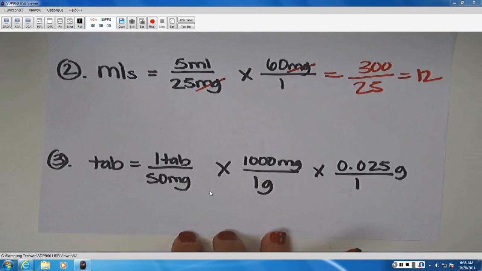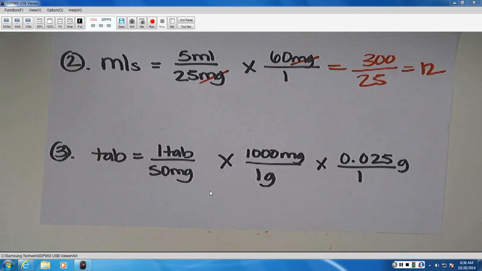The next one, number 3. With this one, it says a patient who has undergone a lumbar laminectomy receives Demerol 0.025 grams PO every 4 hours, PRN for the relief of pain. Demerol 50 milligram tablets are what we have on hand. How many tablets will the nurse administer? So again, I'm solving for tablets. I want to know how many tablets I'm giving.